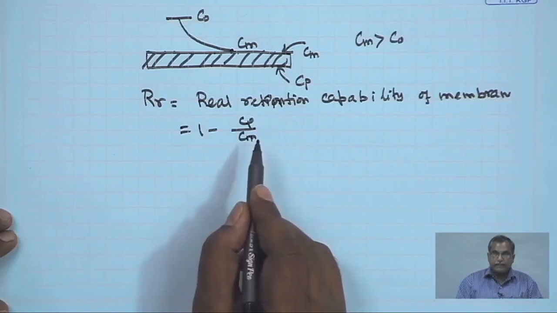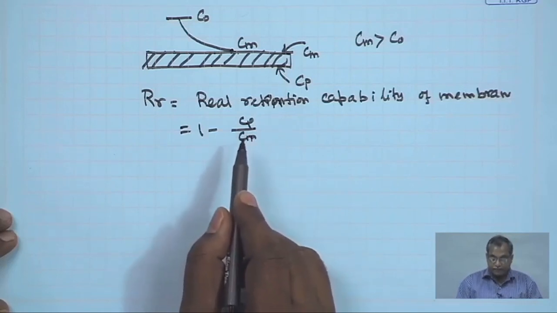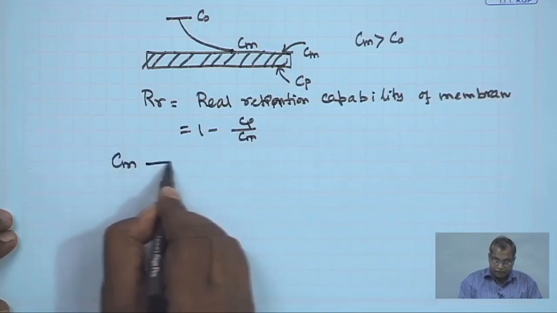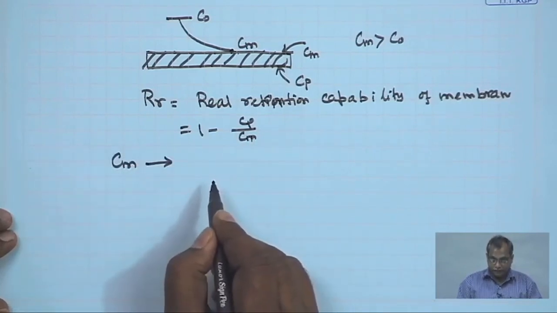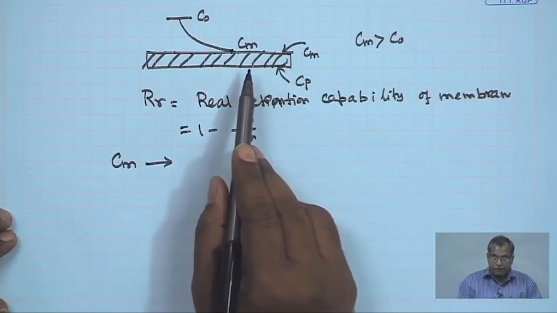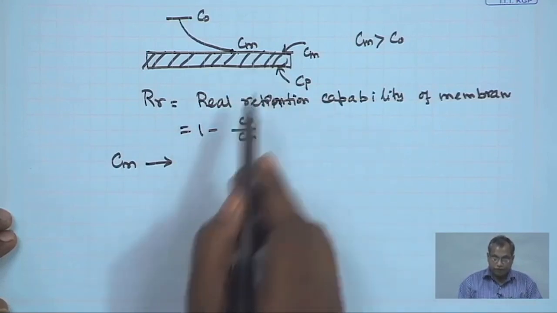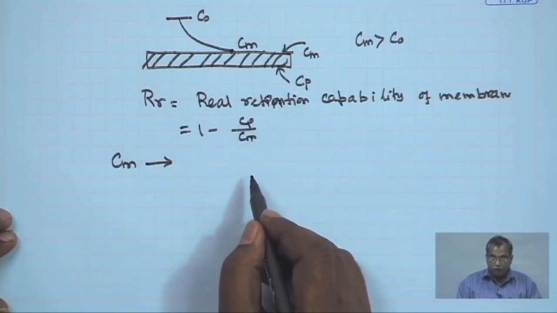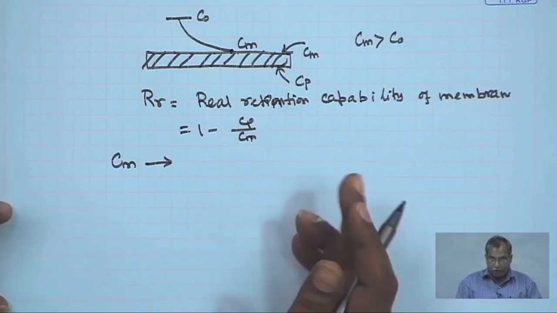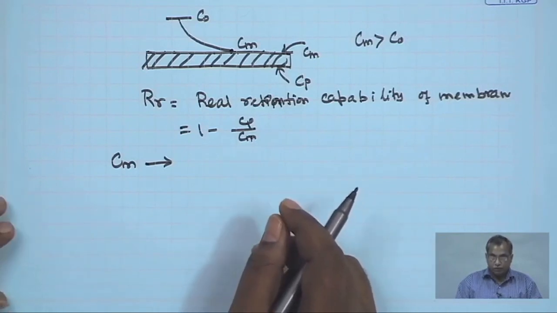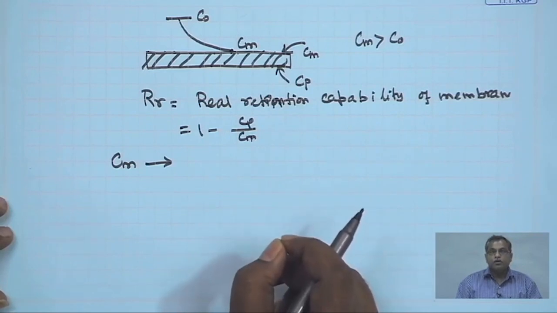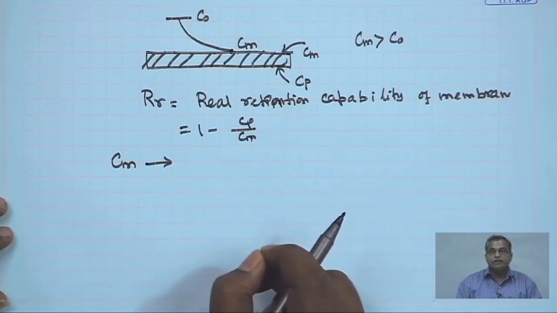What is the difficulty in measuring it? The difficulty in measuring the real retention is that Cm is very, very difficult to measure experimentally, because this is a pressurized system. How will you measure the surface concentration of the membrane? One possibility is that you release the pressure, open up the system, take a very small sample close to the membrane and measure its concentration.